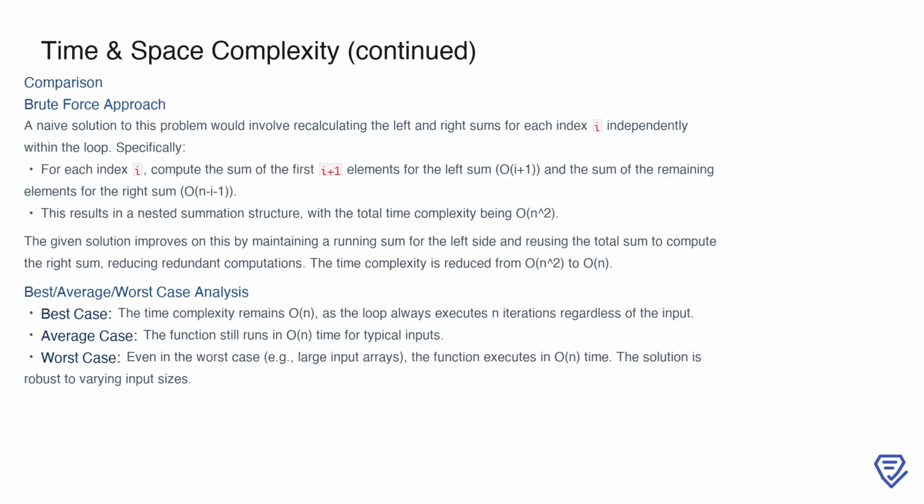In contrast, the given solution optimizes this process by maintaining a running sum for the left side and using the pre-computed total_sum to compute the right sum. This eliminates redundant computations and reduces the time complexity to O(n). Additionally, the function maintains its O(n) time complexity across all scenarios, whether we consider the best, average, or worst case. Since the loop executes exactly n iterations regardless of input size or content, the function's performance remains consistent and robust even for large arrays.